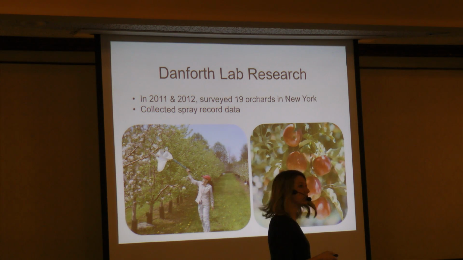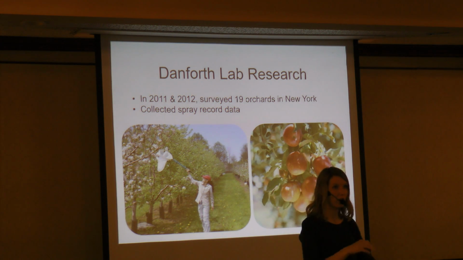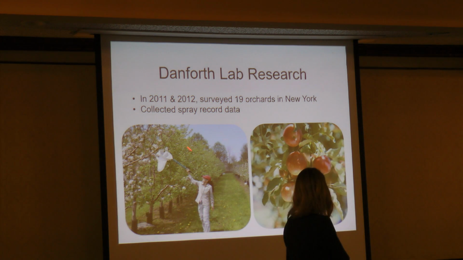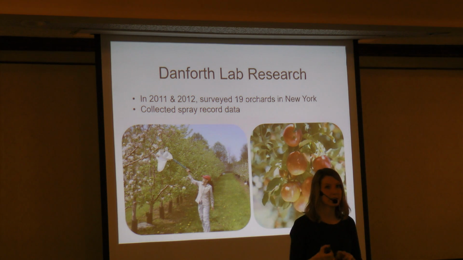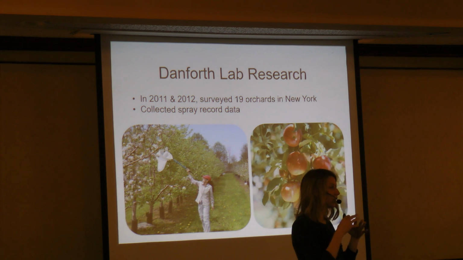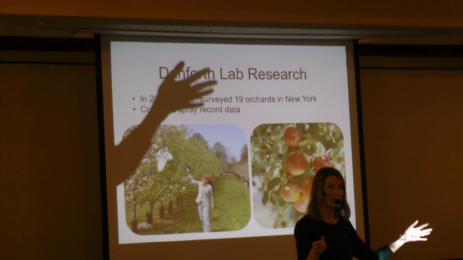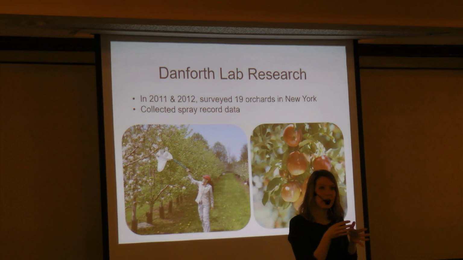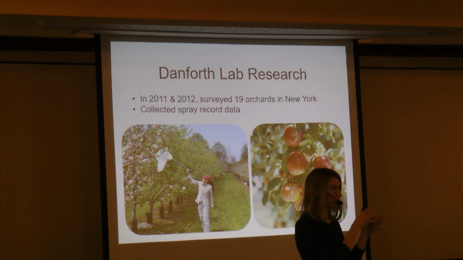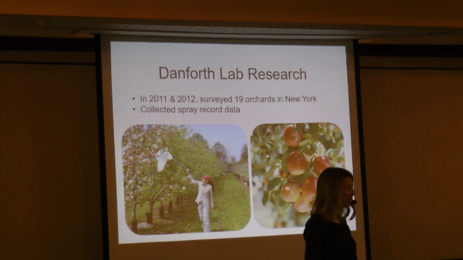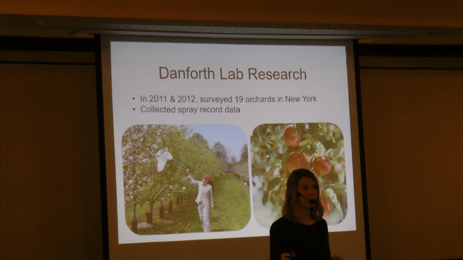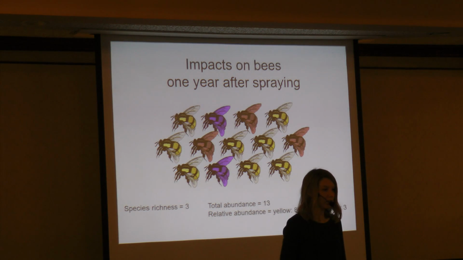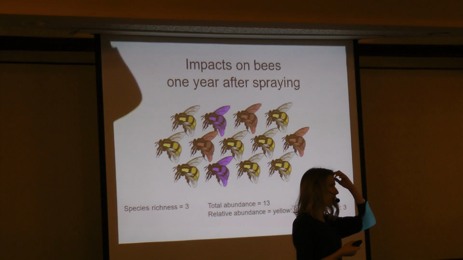So what they did was in 2011, they went out and they monitored all the bees that were present in apple orchards using nets like this. They also collected spray record data, so they would know exactly what, when, and how much pesticides growers were using. And this was actually a really good continuum. They had some growers that were using no pesticides, some that were using some pesticides, and some that were using many. So we could actually plot out that relationship that way. Then, a year later in 2012, they went back and they monitored again, so they could see what was happening before and after.